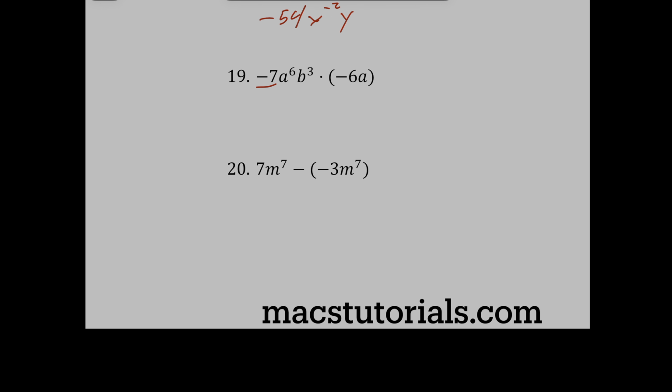19, I'm going to go -7 times -6, which is a positive 42. How many a's do I have? Well, I have 6 there and 1 there, so I have 7b cubed. And number 20, add a line, change a sign. That's going to become 10m to the 7 because we're adding. When we add, we copy, okay? When we multiply, we add. That's the rule with exponents.